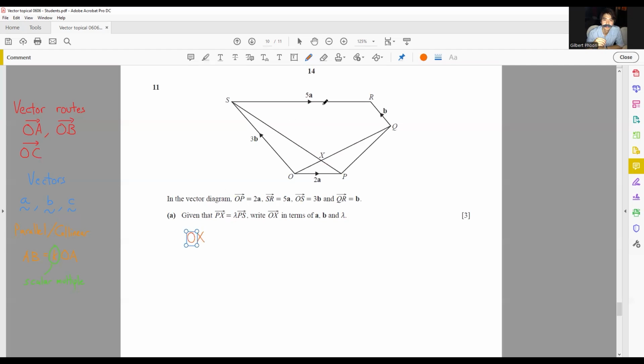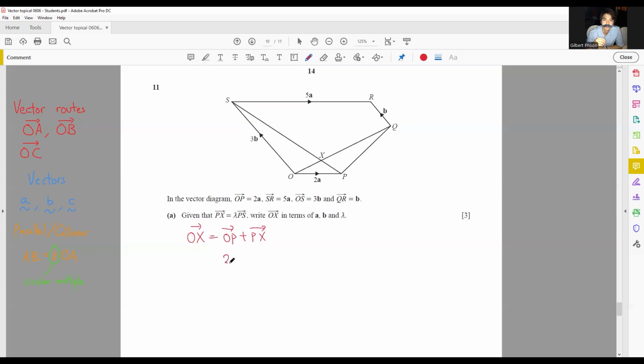O to X. Sorry, let me use a different color. O to X is actually equal to, let's see how we get from O to X. From O to X, we can take this way, then this way, because it passes through PX. Like I said, use the clues in the question, right? O to X is O to P plus P to X. Now we're going to simplify this.